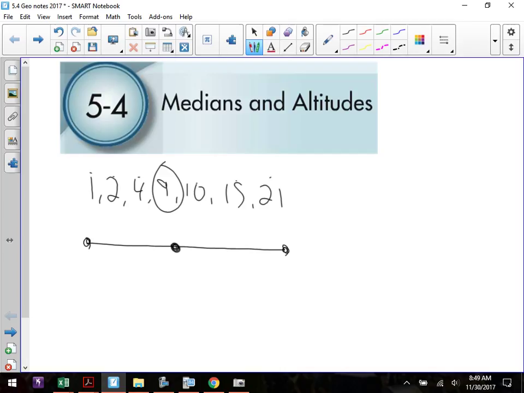A median is a segment that's drawn in a triangle that connects a vertex to the midpoint opposite it. It's different than a midsegment. Midsegments, remember, connected what? Midsegments connected midpoints. Medians connect from vertex to midpoint. Vertex to midpoint is a median in a triangle.